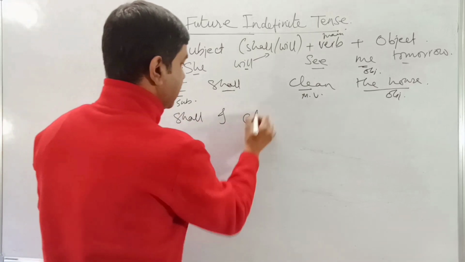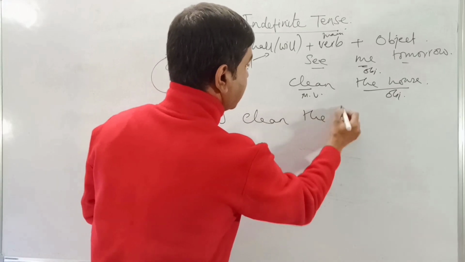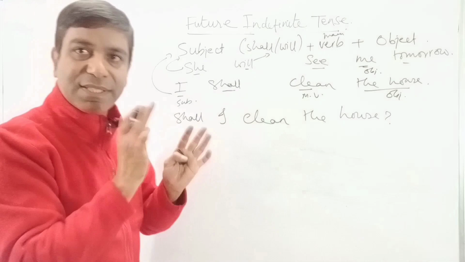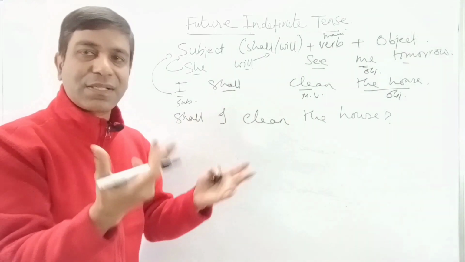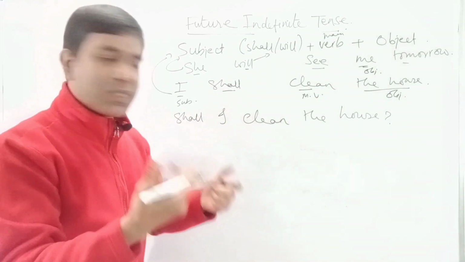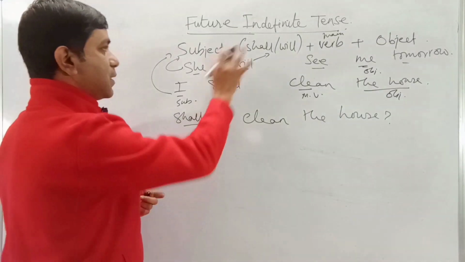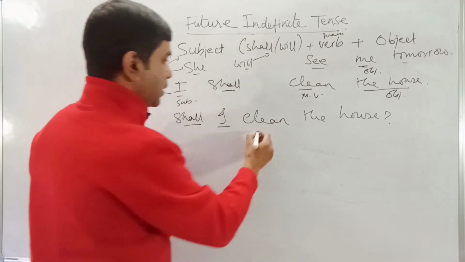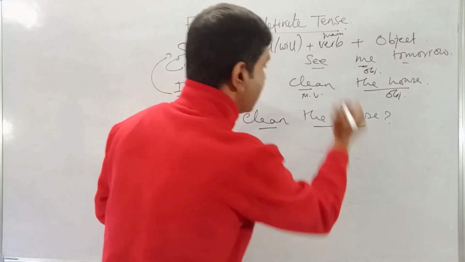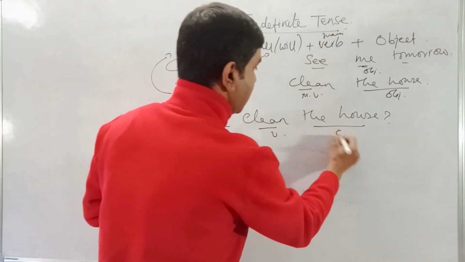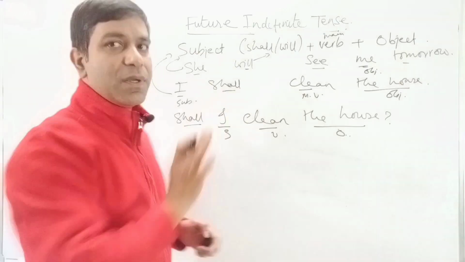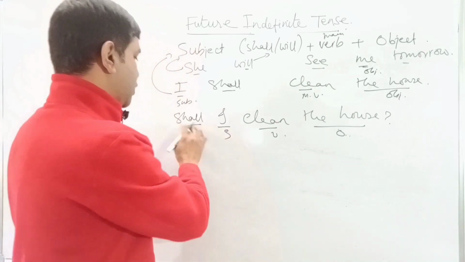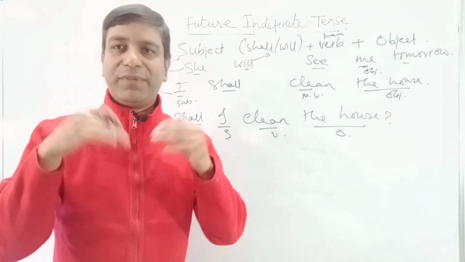Shall I clean the house? This is a question, but it does not mean that it changes the tense of the sentence. It is still future indefinite tense. Shall is a part of the rule, represents future tense. I is the subject, clean is the verb, and the house is the object. Subject, verb, and object. One subject, one verb, one object. That means indefinite tense. What kind of indefinite tense? Shall is there. That means future indefinite tense.